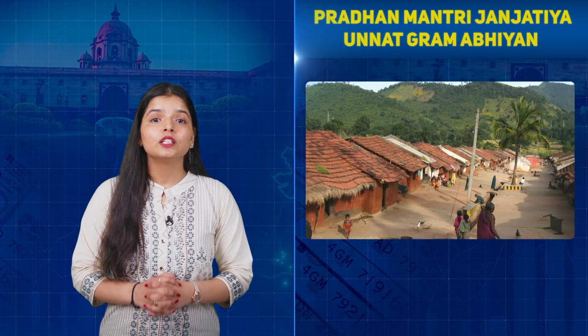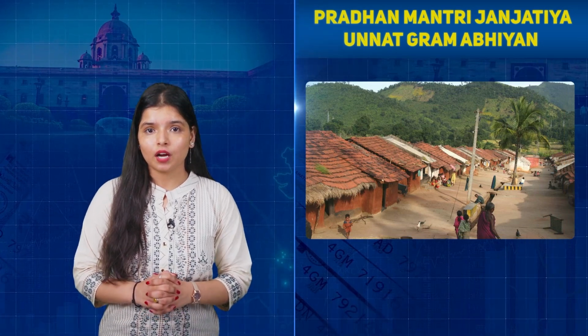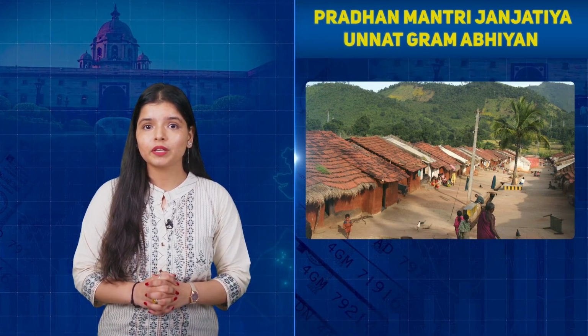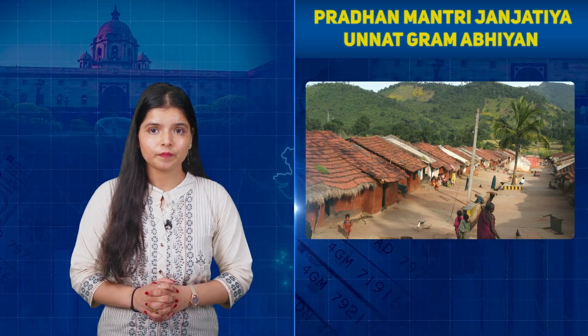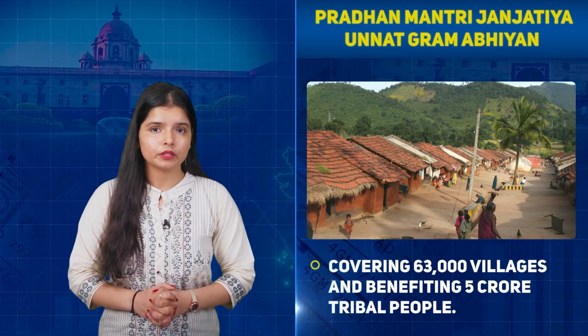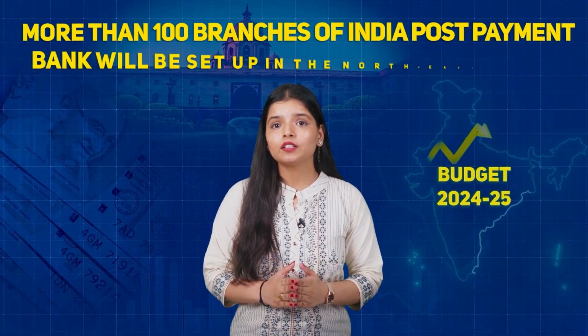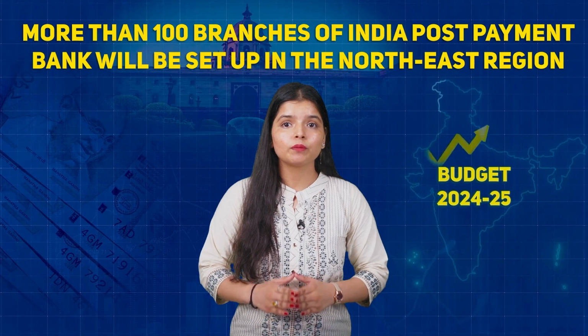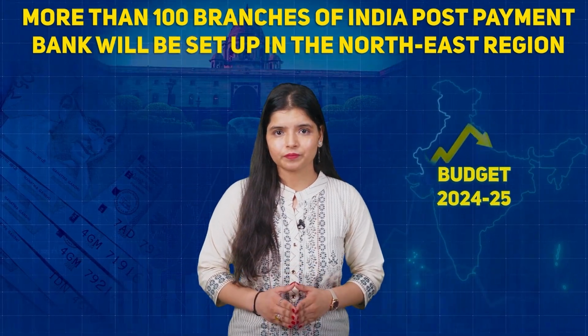Adding to the benefits, the Pradhan Mantri Janjatiya Unnat Gram Abhiyan aims to improve the socio-economic conditions of tribal communities, covering 63,000 villages and benefiting 5 crore tribal people. Additionally, more than 100 branches of India Post Payments Bank will be set up in the Northeast region.